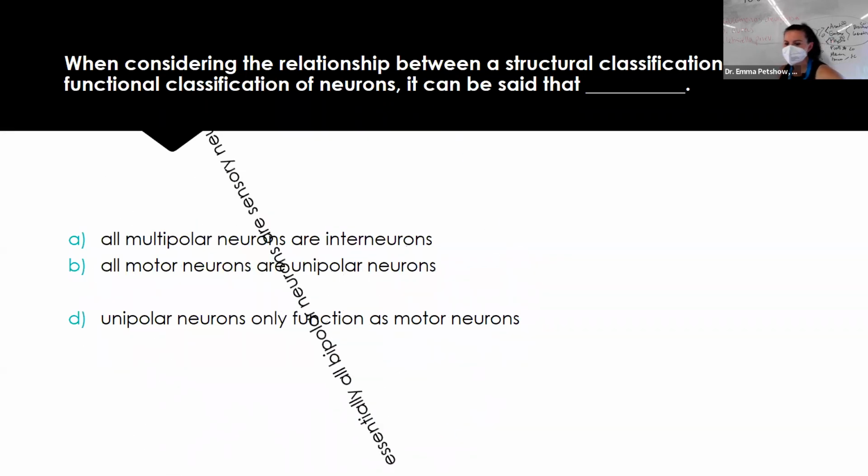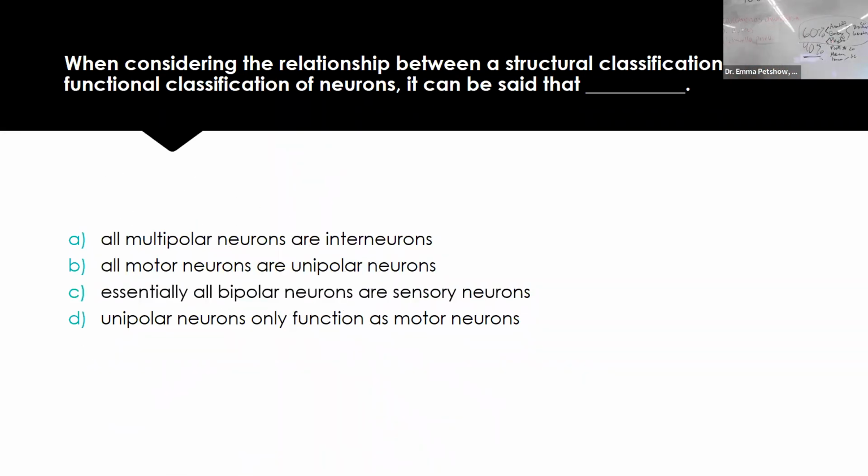Trust your gut. C, essentially all bipolar neurons are sensory neurons. We didn't talk about these other neurons being multipolar neurons or interneurons. No, because those are two different types of neurons, right? Multipolar neurons have one axon and multiple dendrites, versus interneurons, which are communicator neurons. So we can't say that every multipolar neuron is a communicator neuron, because multipolar neurons themselves are typically in the CNS and only have an axon moving in one direction. They're not communicating between the two.